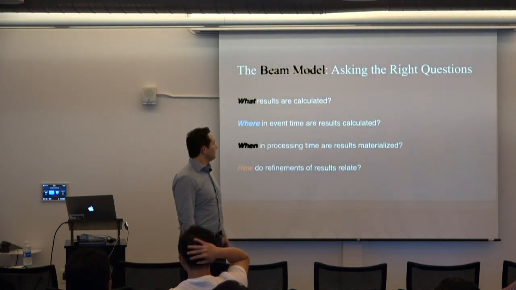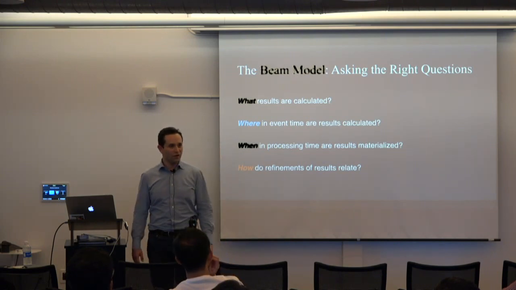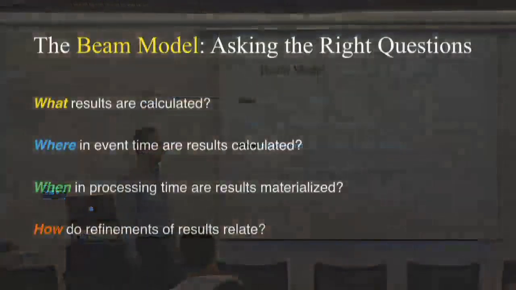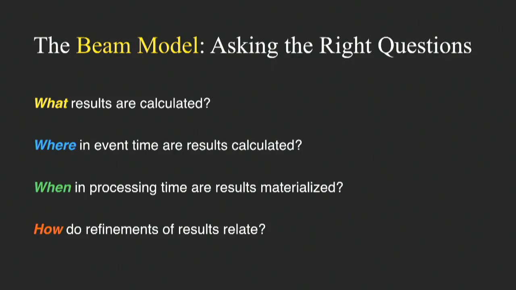So, going back to the Beam model. The Beam model was all about these four questions. What results are calculated? As we saw, that tends to be what aggregations am I doing? I'm doing sums, I'm doing histograms, I'm doing machine learning model training. Where in event time are results calculated? Where is actually a key term here, because what we're hinting at when we say where in event time and not when in event time is a data stream.